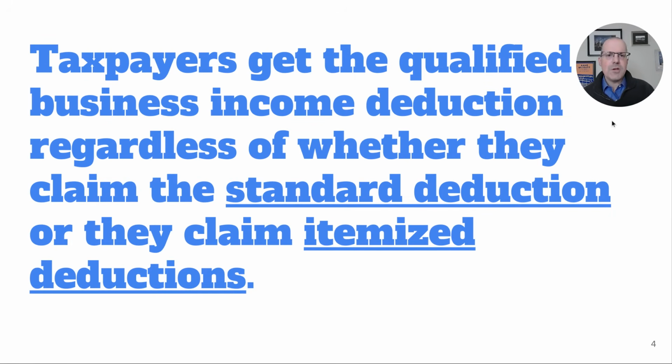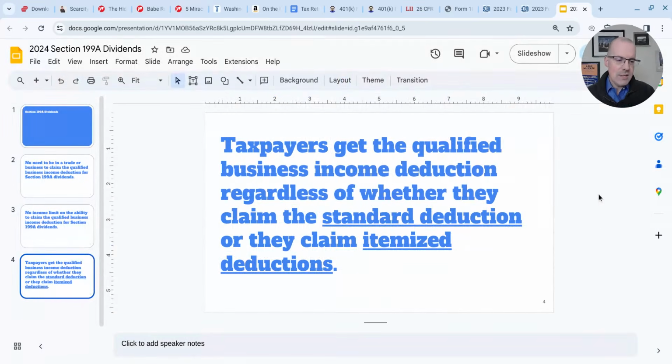All right. Taxpayers get the qualified business income deduction regardless of whether they claim the standard deduction or itemized deductions. This is a funky one too, but it's really good news. What this means is this. You can itemize and claim the qualified business income deduction, no problem there. But what if you're like most Americans, you don't itemize, you take the standard deduction? Well, guess what? You too get the qualified business income deduction. You don't have to itemize deductions to get this deduction. It's a unique deduction in that regard. It doesn't matter if you itemize or take the standard, you get the qualified business income deduction for these 199A dividends regardless of that decision. So that's good to know.